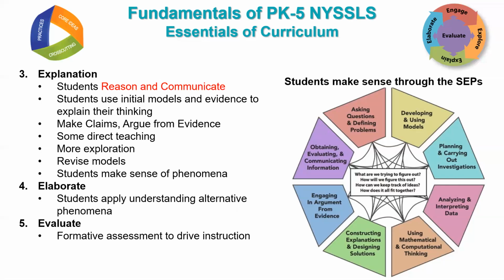Number 4 is elaborate. Elaborate can be where students demonstrate transference. Can they apply what they learned to alternative phenomena? Number 5 is evaluate, but that isn't part of a linear sequence. Teachers evaluate formatively, continuously, and that can drive the instructional plan.